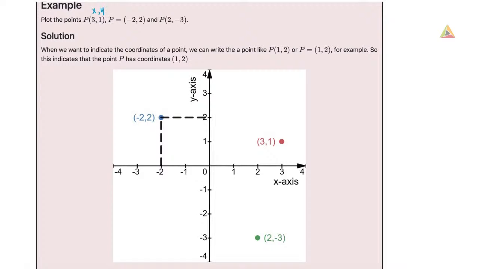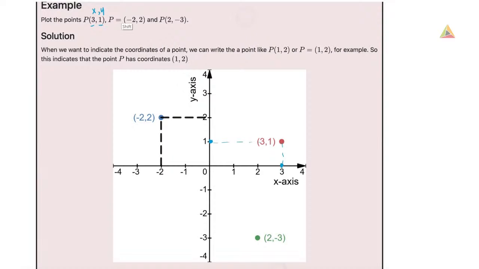So if we look at the coordinate diagram, we're going to go to where the x-axis is first, because that's always the first number. So we go to where 3 is on the x-axis. And the second number is 1 on the y-axis. Now 1 on the y-axis is here. So you draw a line to see where those two points meet, and then you have the point 3, 1.